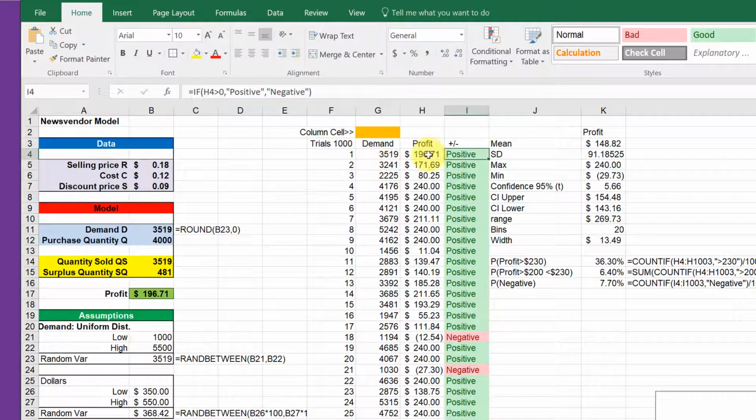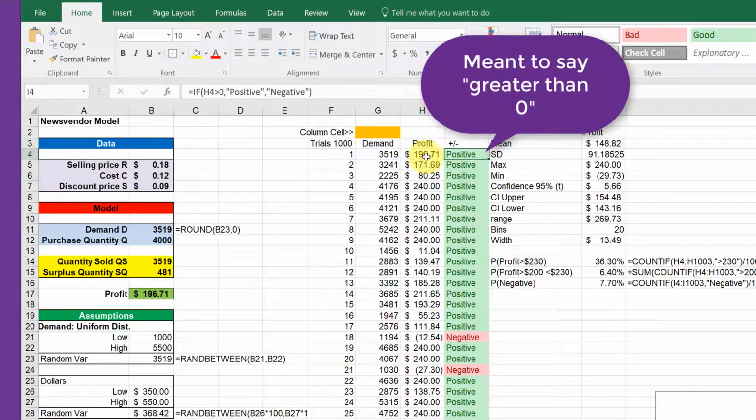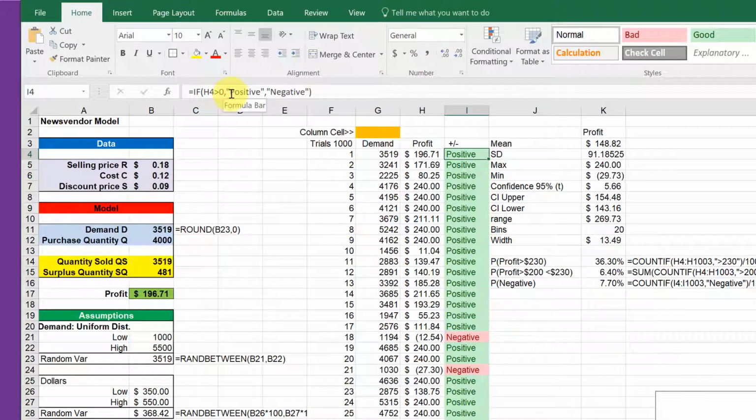If the value here, if H4, is greater than 4, print out "positive", and that's just using the word we want with the double quotation marks before and after it, else print out "negative". And so that gives me this particular value. And then I use the conditional formatting to color it green if it said positive and red if it said negative. So that's how I got that column.